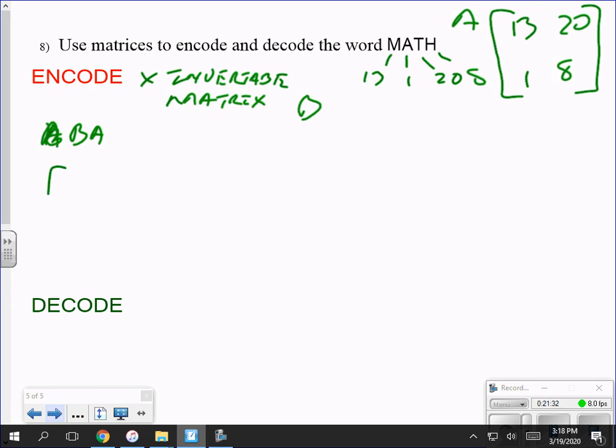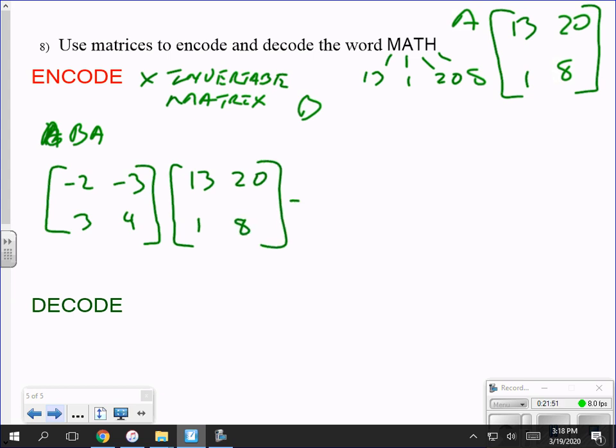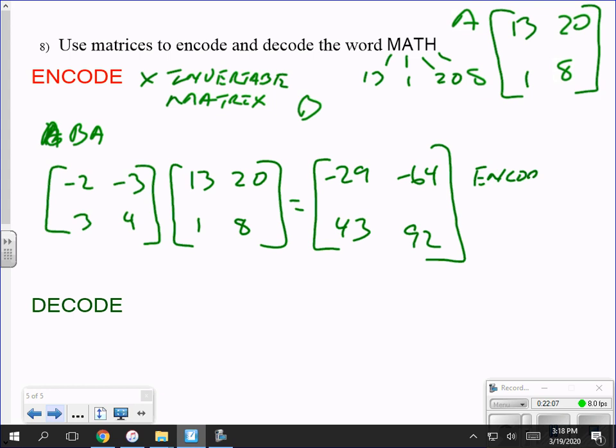So I'm going to pick my invertible matrix as -2, -3, 3, 4. It's one that works out really nice, actually. And I multiply that times what I'm trying to encode: 13, 1, 20, and 8. And when you multiply those two together, you get -29, 43, -64, and 92. And this is our encoded. We have created our secret code.